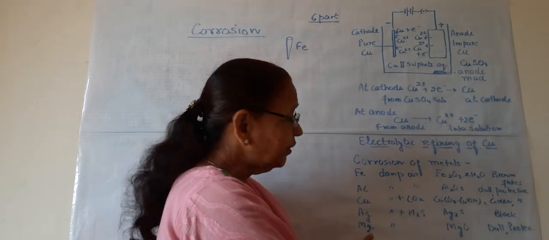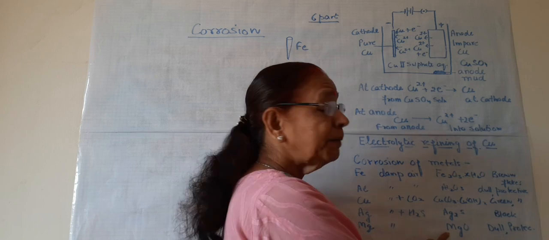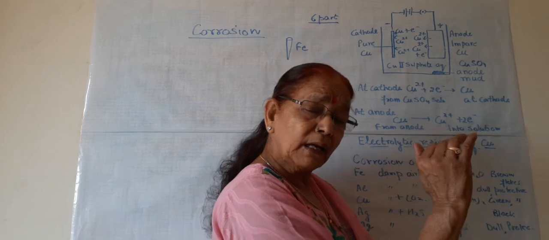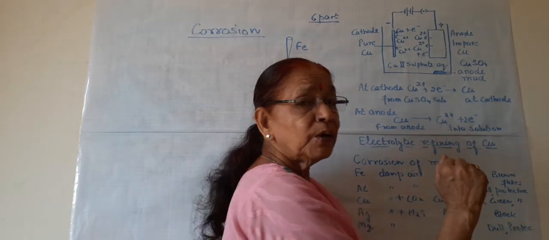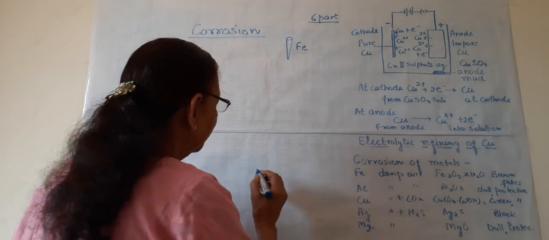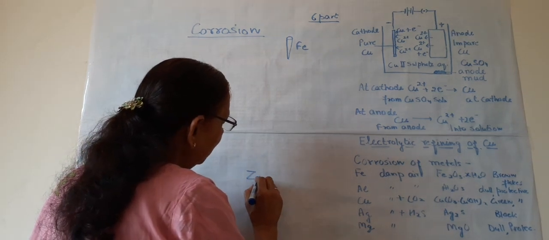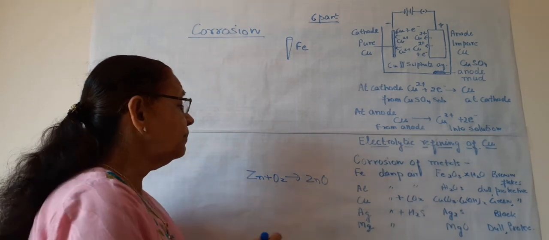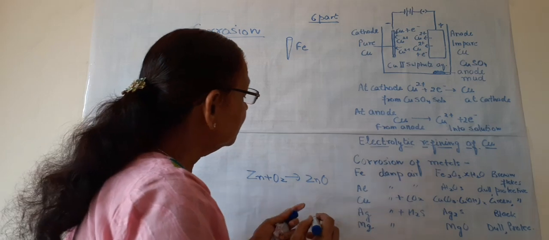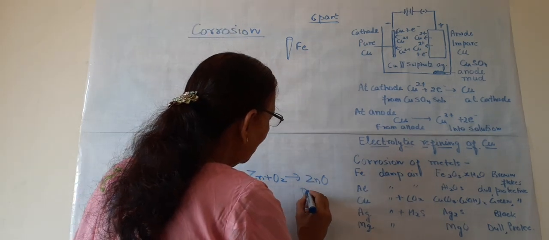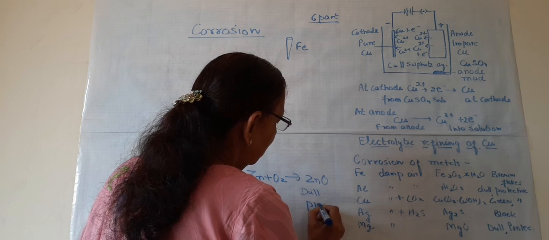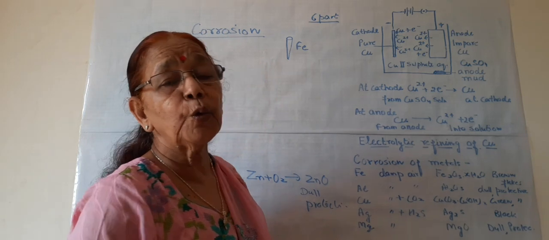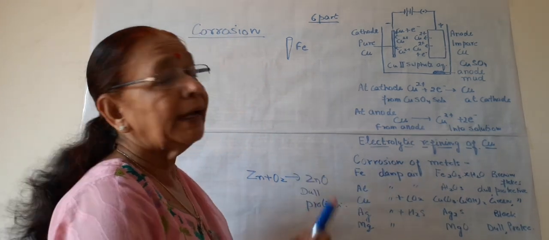Next is magnesium. Magnesium forms magnesium oxide in damp air with the reaction with oxygen, and it is again a dull covering, and it is protective also. Likewise, zinc also. Zinc metal, when it reacts with oxygen of the air, becomes zinc oxide, which is dull, and it is also protective. So this is how different metals corrode due to the action of air.